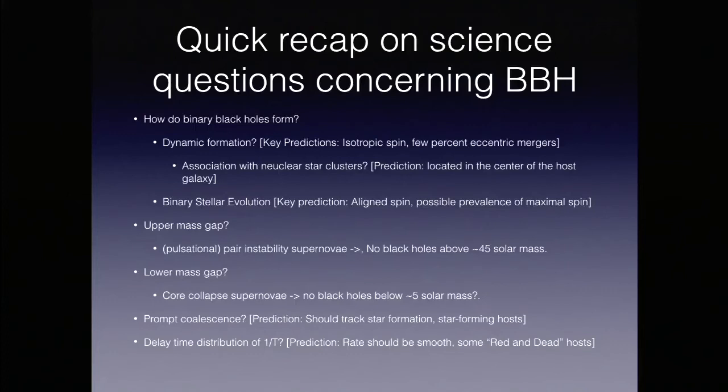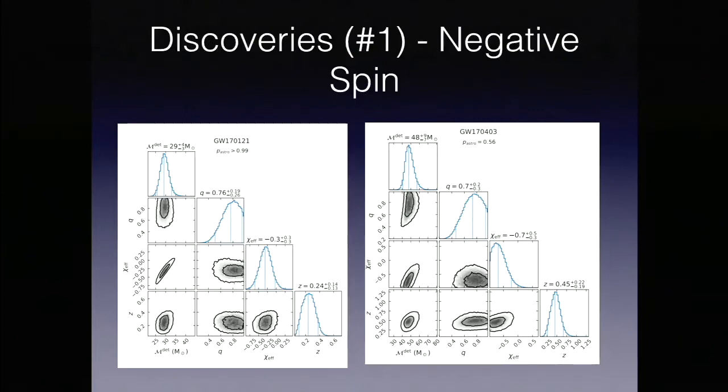Should I see maximal spin ever or not? Is there an upper mass gap? Is there a lower mass gap? What about prompt coalescence? Is this thing tracking star formation? If I see the host, should it be a star-forming galaxy or could it be red and dead? All these things are open questions. No one in astrophysics can really predict what it is. I think there are more models than events detected.